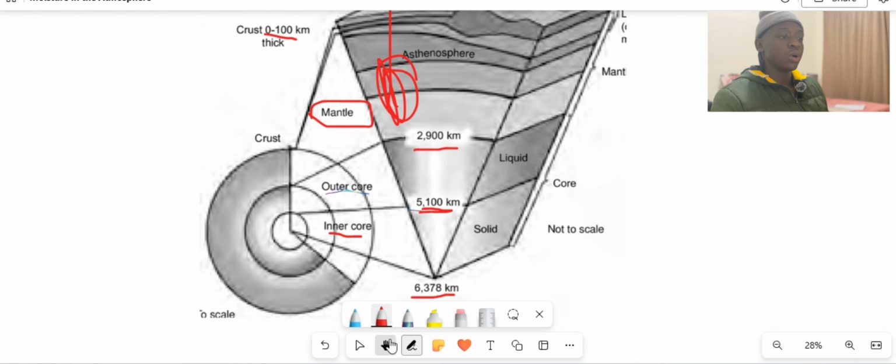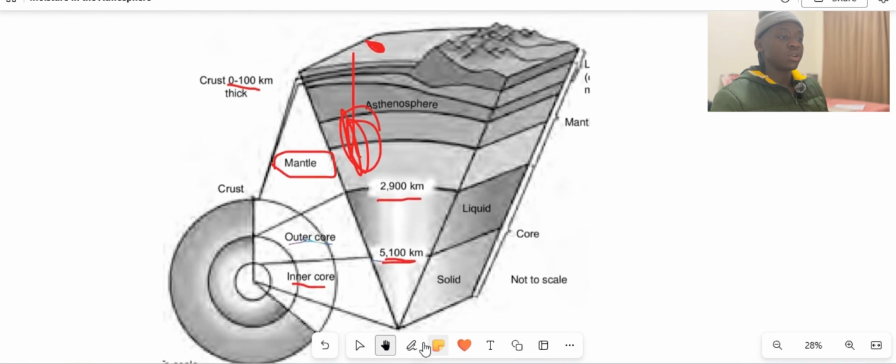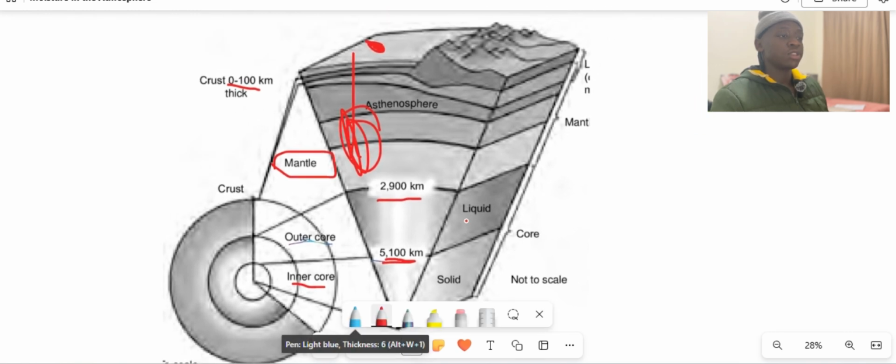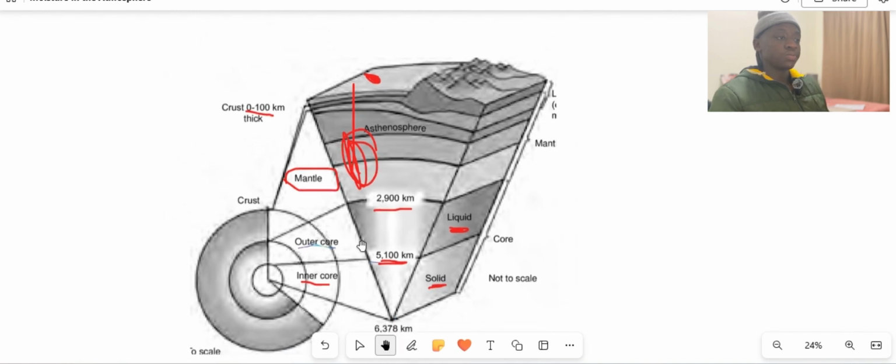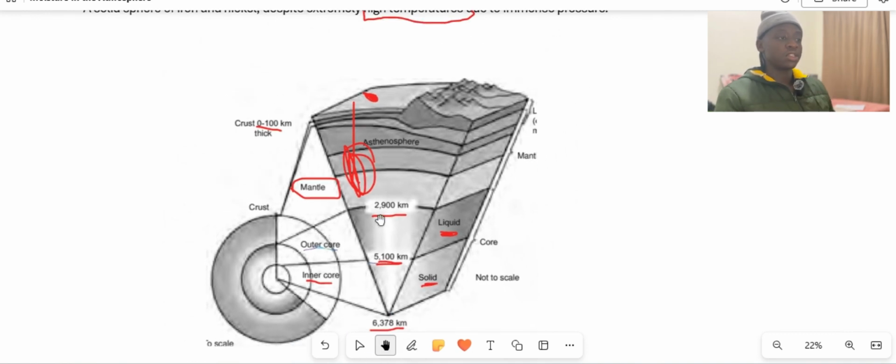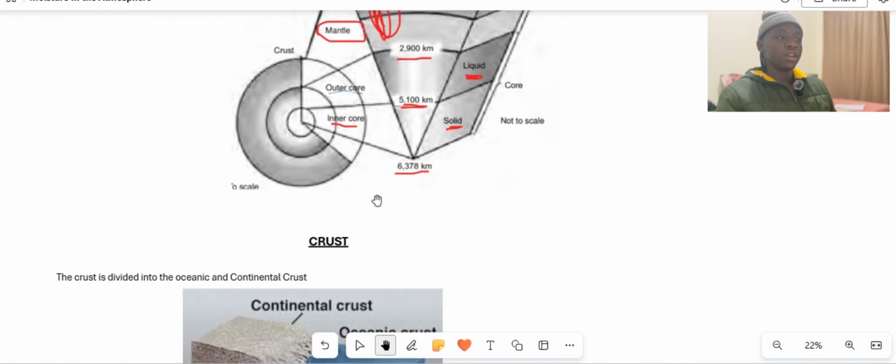Yes. So another thing you must recognize is that the outer core is mostly what? Liquid. Yes. It can be considered as magma. We're still going to come to that. In further videos, we're going to talk about magma and all of that. But just know the inner core is mostly what? Solid. Yes. So this is the complete structure of the earth.